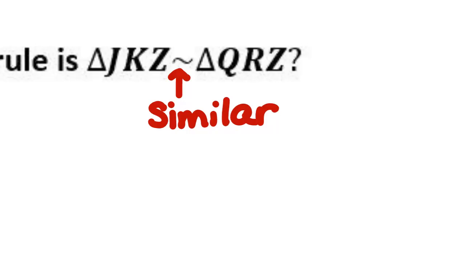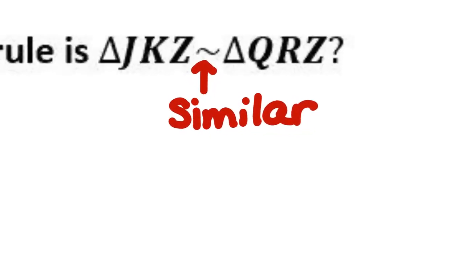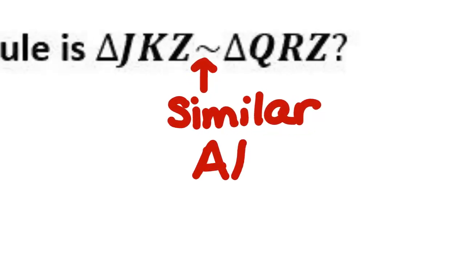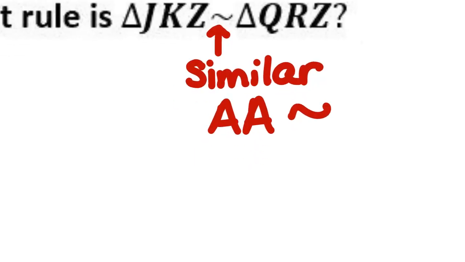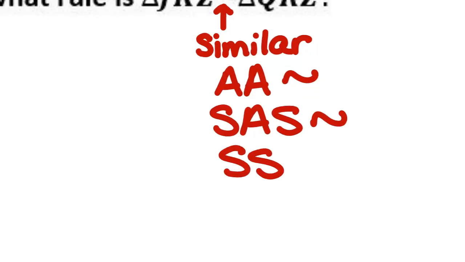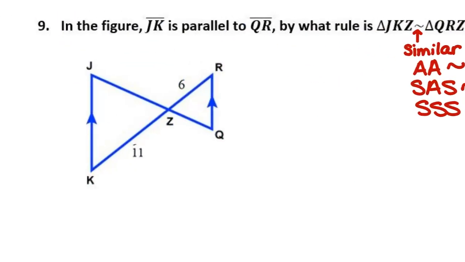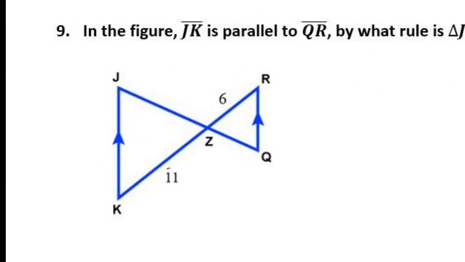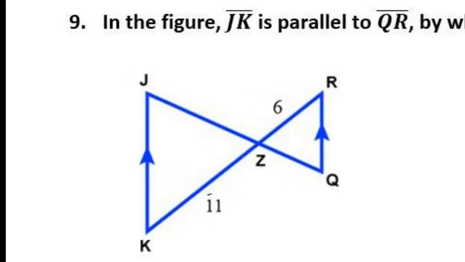And the types of similarity that we had: angle-angle similarity, side-angle-side similarity, and side-side-side similarity. All right, so we know JK is parallel to QR. Since they are parallel, that means that I can draw what letter?